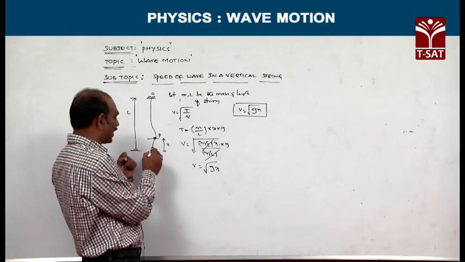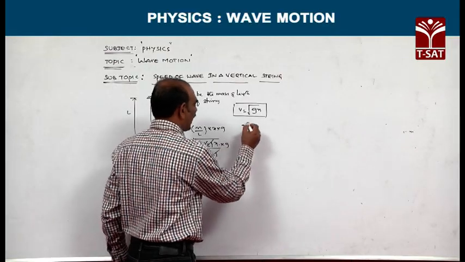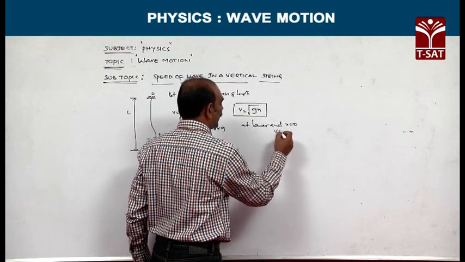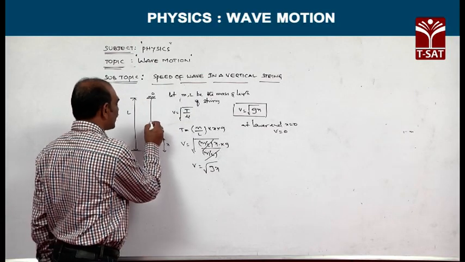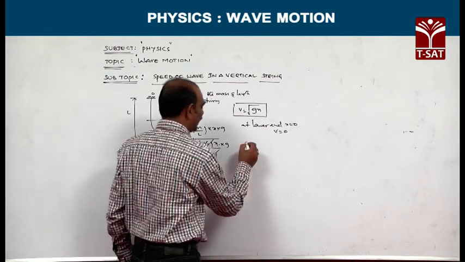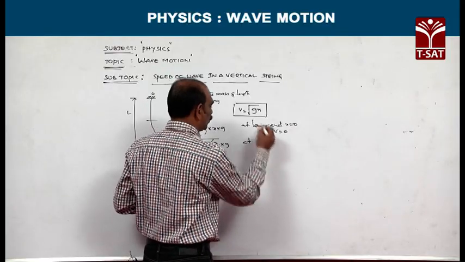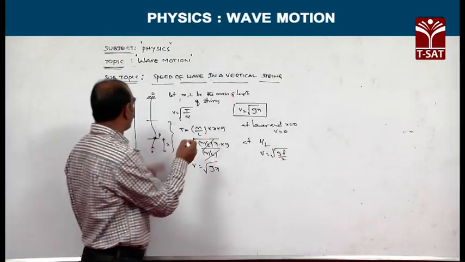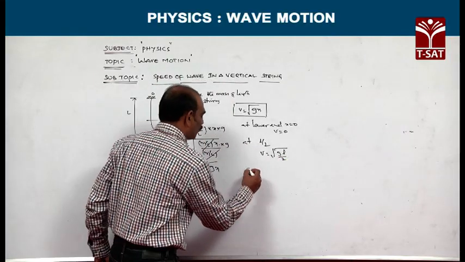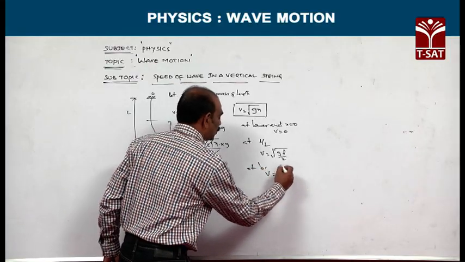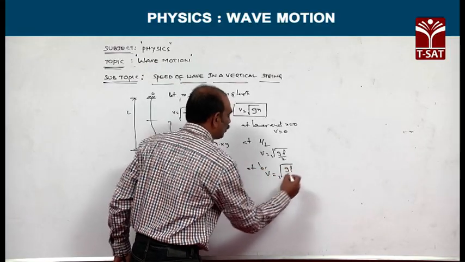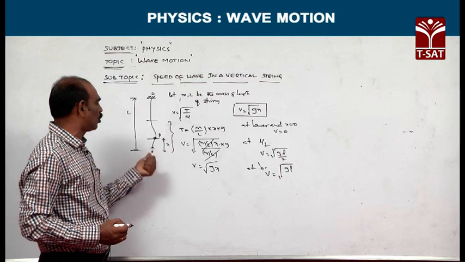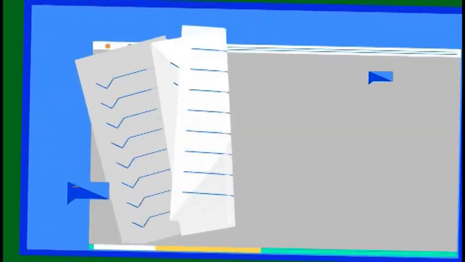Suppose you want to calculate at the lower end: x is equal to 0, so the speed is equivalent to 0. At a distance of half of the length, that is at L by 2, V is equivalent to the square root of g into L by 2. Again, if you want to find the speed at the top end O, the speed is V equivalent to the square root of g into L. This is the method to find the speed of a transverse pulse propagating through a string from the lower end to the upper end in a vertical string.